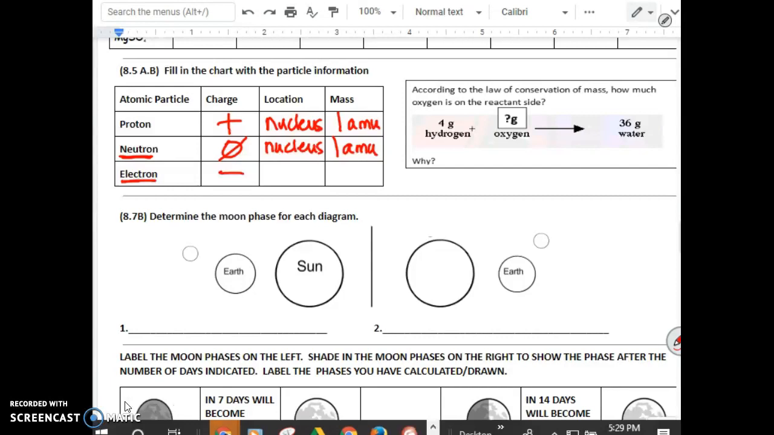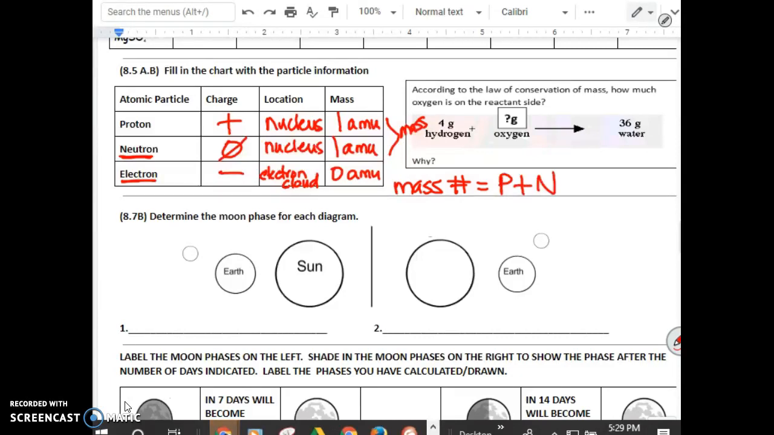And these are not in our nucleus. They are in the electron cloud. So they orbit at the speed of light around the nucleus. And they're so tiny. They say basically these are 0. We don't even count these in our mass. So all of our mass is located inside of our nucleus, which is where we get the formula that our mass number equals protons plus our neutrons.